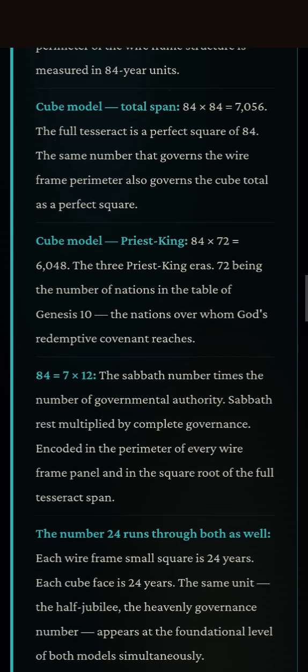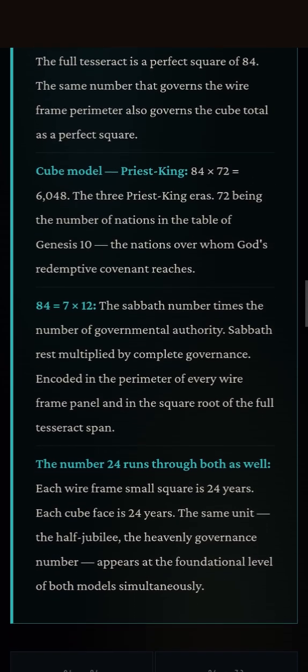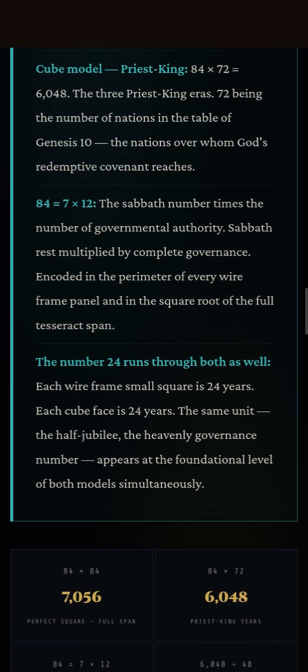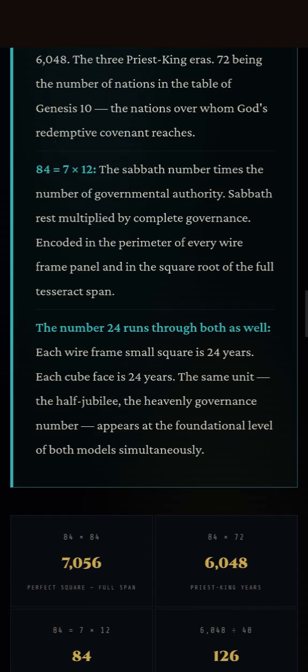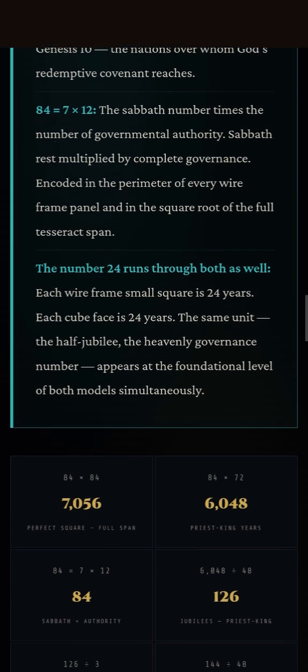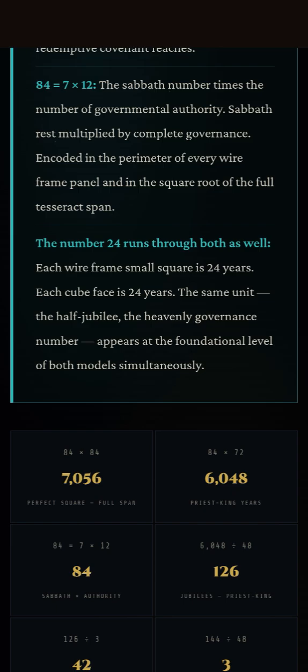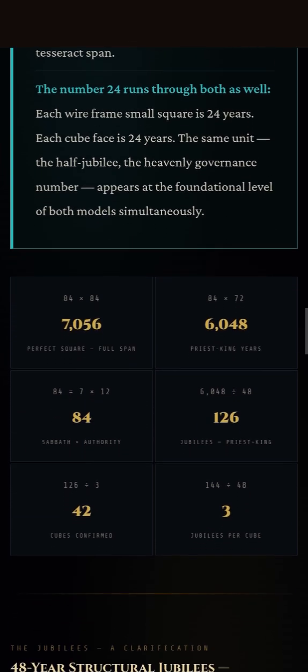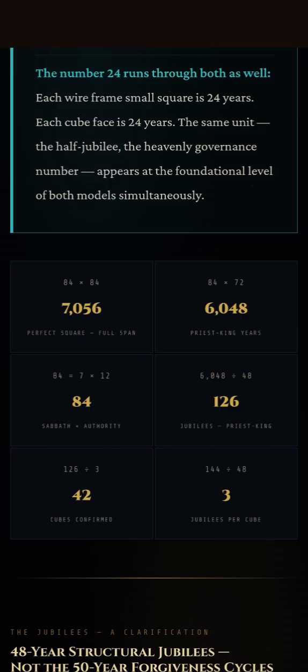The number 24 also runs through both. Each wireframe small square is 24 years. Each cube face is 24 years. The same foundational unit at every scale in both models. 24 is the number of elders around the throne in Revelation chapter 4, the 24 courses of priests in the temple. The heavenly governance number expressed in the structural unit of time. These are not coincidences. This is the fingerprint of a single author across every dimension of the structure.